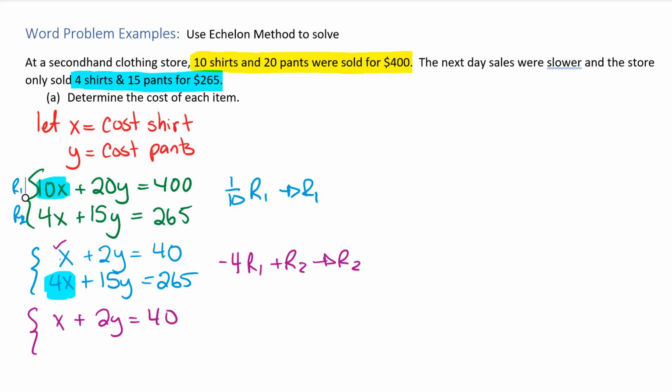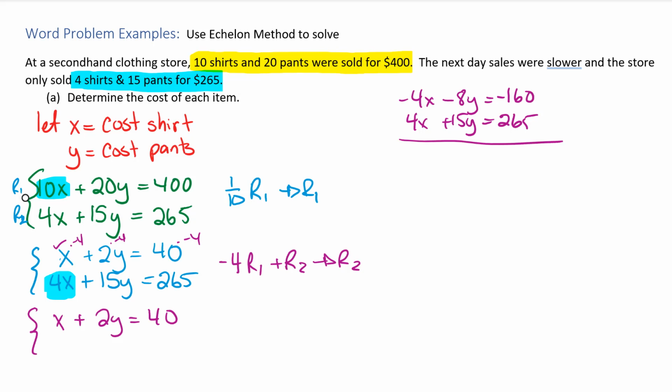And row 2, this is going to take a little bit of effort here, so I'm going to multiply everything by negative 4 and use some scratch paper over here. So I have negative 4x, minus 8y equals negative 160. Then I put row 2 right up underneath it so I can add the two rows together. So I get 15 minus 8 is 7y, and 265 minus 160 is 105. So I replace this with 7y equals 105.